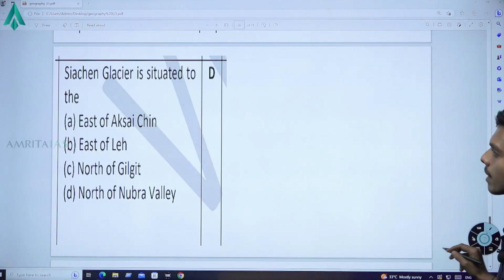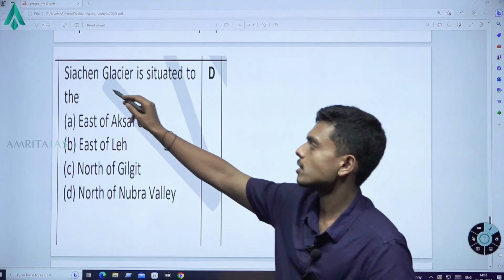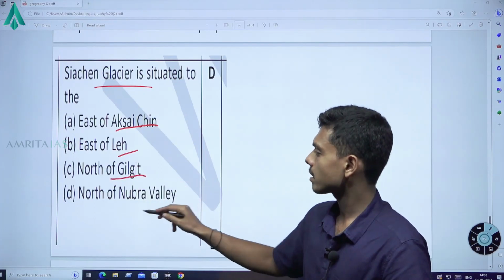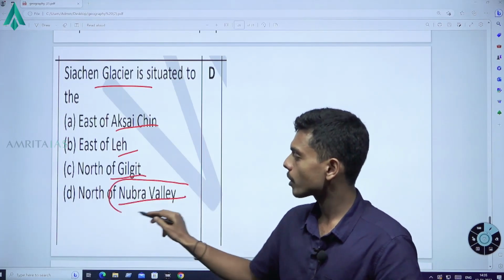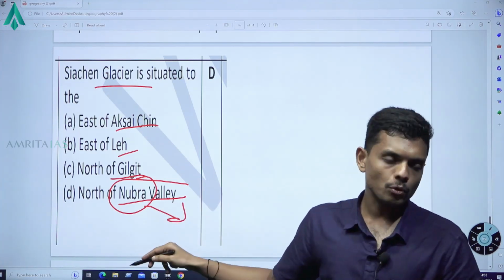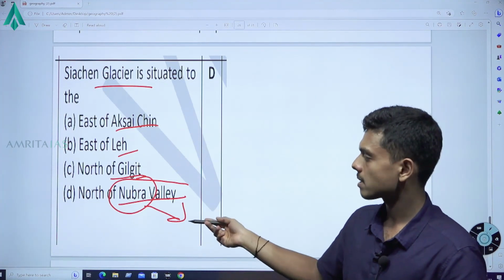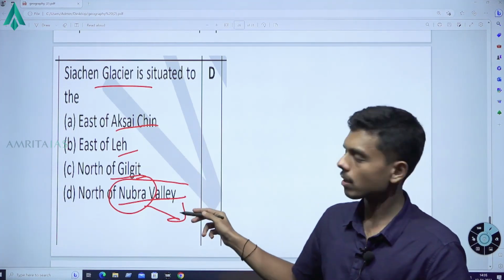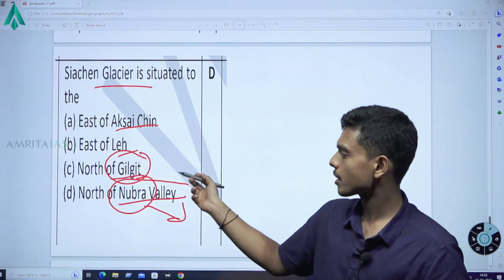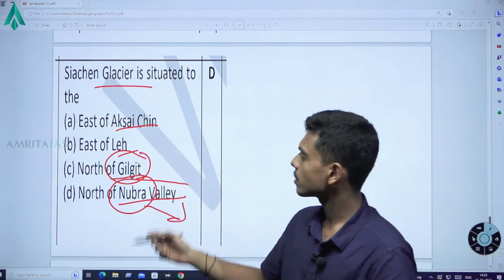The next question was again on Indian geography. This was the time when Jammu Kashmir was in the news. They asked about Siachen Glacier: east of Aksai Chin, east of Leh, north of Gilgit, Nubra Valley. So now you should know about Nubra Valley and the Nubra River. What are the tributaries of Nubra? Where does it join? Does it join in Jammu Kashmir or in Ladakh? Where is Gilgit? What is the relation between Gilgit and Baltistan? Their geographical location can be asked.